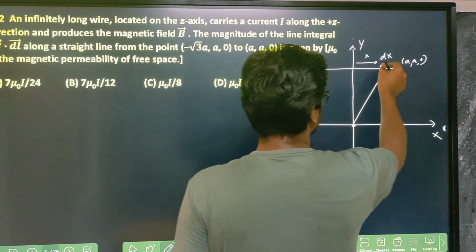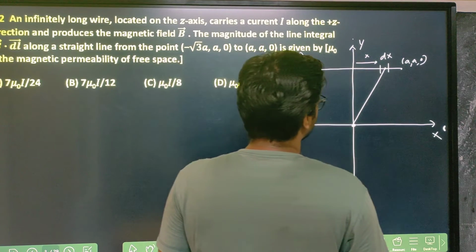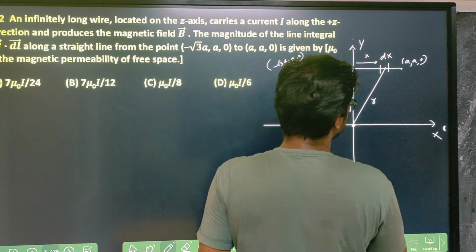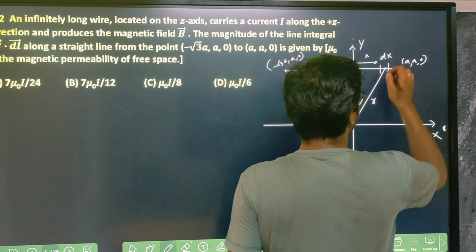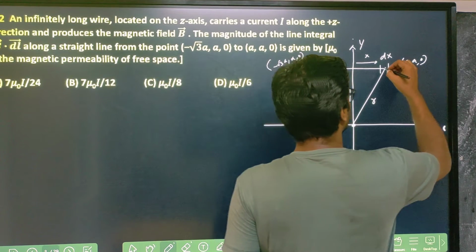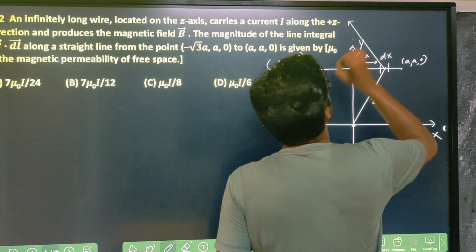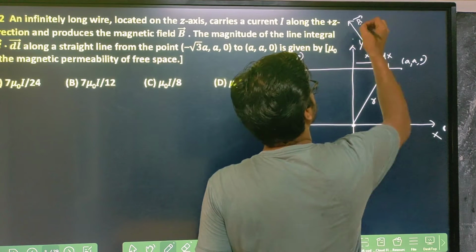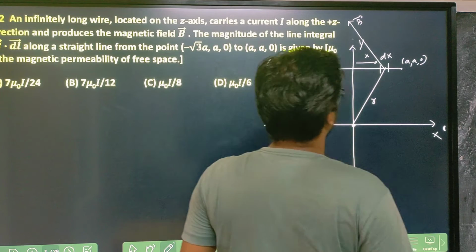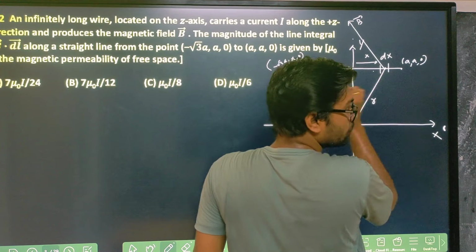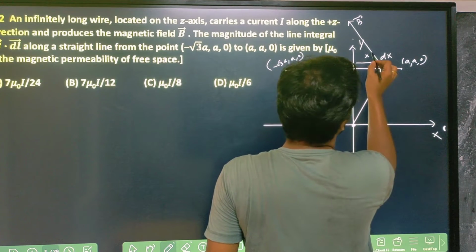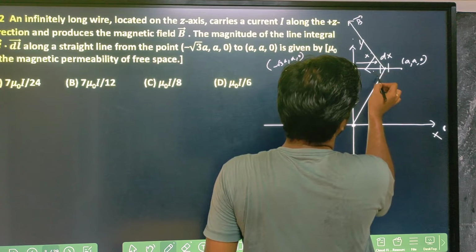At dx, a very small length element, let's say this distance is r, and obviously the magnetic field due to this wire will be perpendicular to this one. That should be like this. This should be your magnetic field direction at this point, and this r and the magnetic field should be perpendicular here. So I can say that this should be perpendicular.